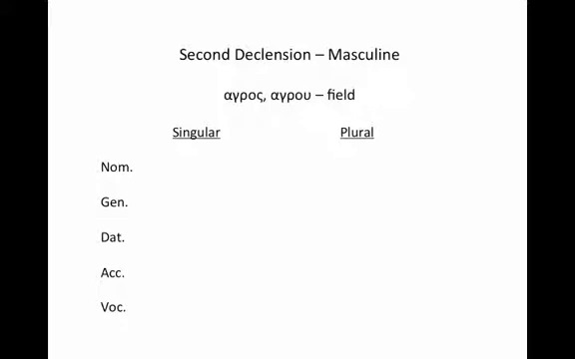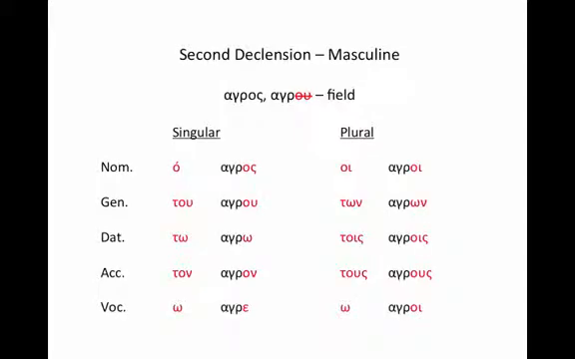So, let's start with the second declension masculine, and we'll have our noun up here, agros, agrou, and that means field. Just like in Latin, you'll get the two principal parts. It'll be the nominative singular and the genitive singular. And also, just like Latin, we're going to go to the genitive to get the stem. So we're going to drop off the genitive ending ou, and this gives us our stem, which is alpha, gamma, rho. And to this, we're not only going to add case endings, but in front of it, we're going to add the definite article, except in the vocative, where we add the interjection o.